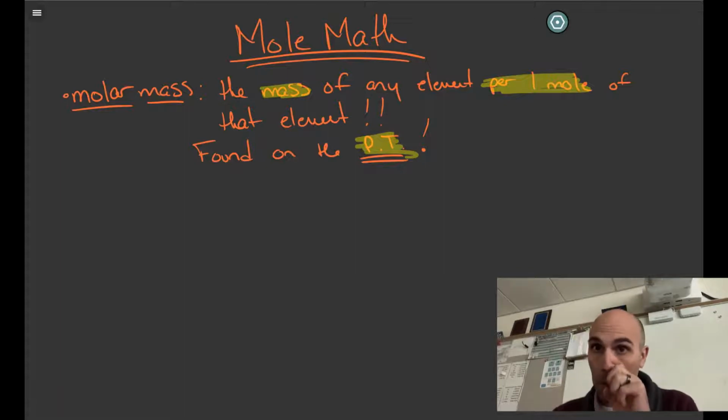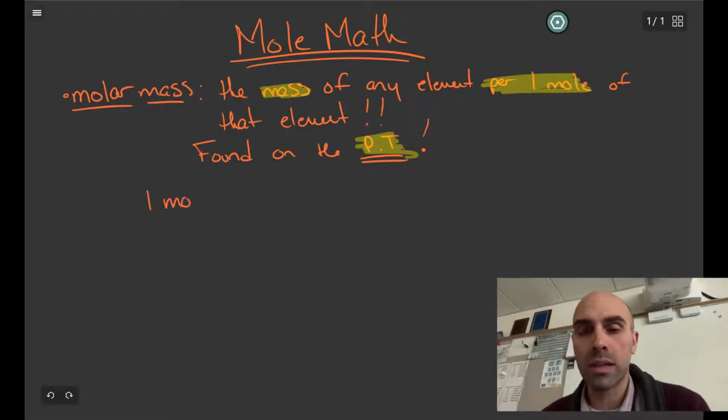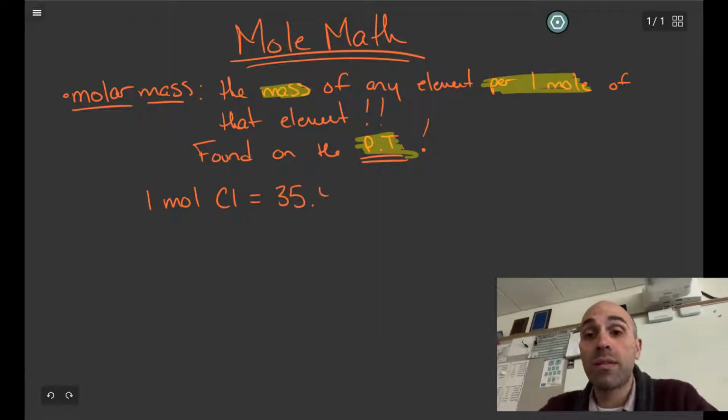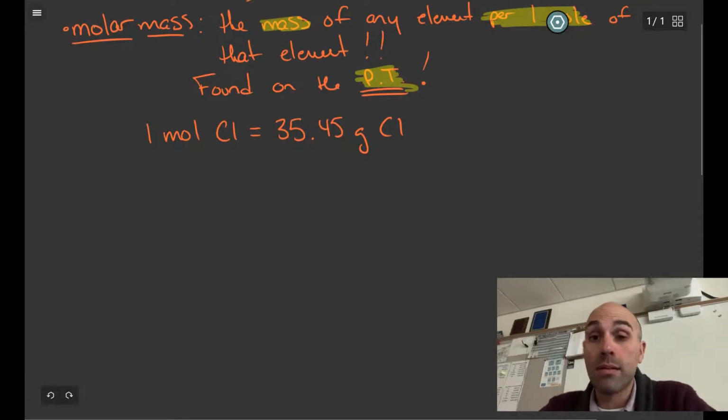Term number 2. Oh, I have some more examples for you guys. So 1 mole of chlorine is 35.45 grams. And 1 mole of oxygen, did I do oxygen? Yes, 16.00 grams.